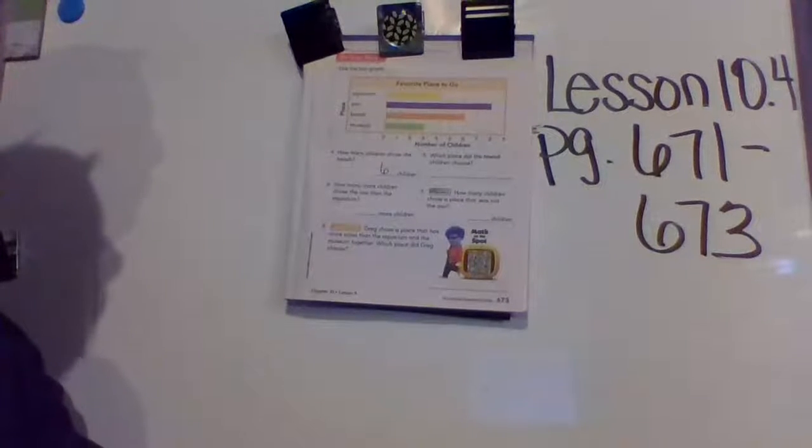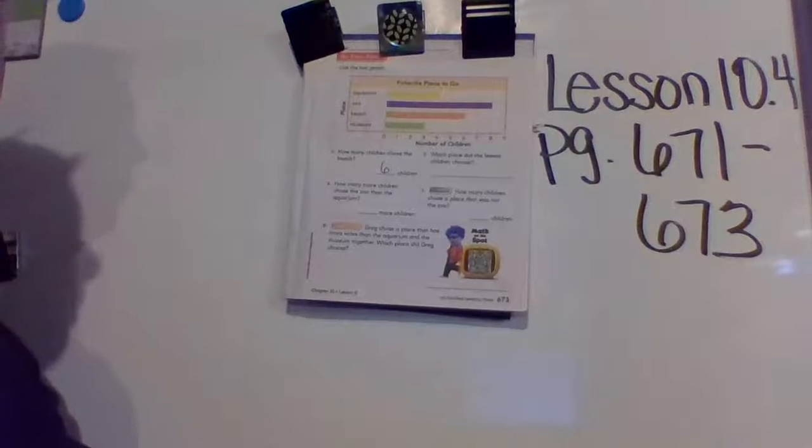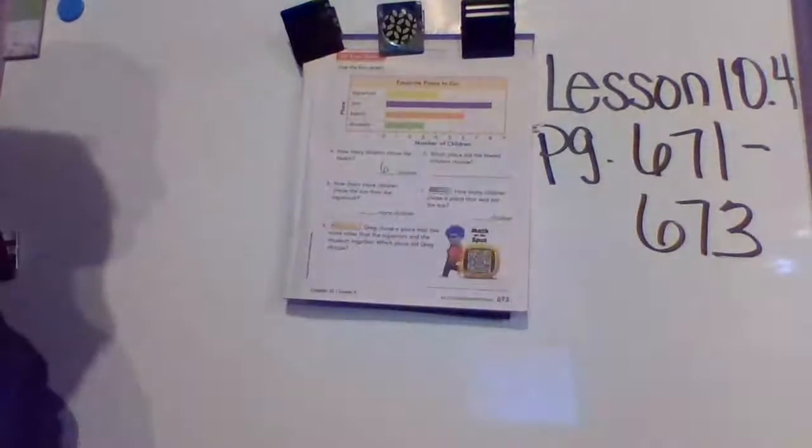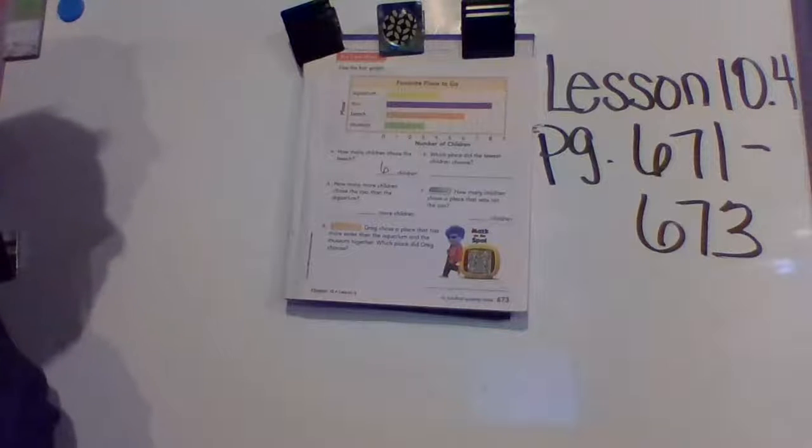Number 5. Which place did the fewest children choose? So fewest always means the smallest amount. All right. So look up at our bars. Which bar is the smallest? And that's going to tell us the fewest amount of children. Good. It's this green museum.